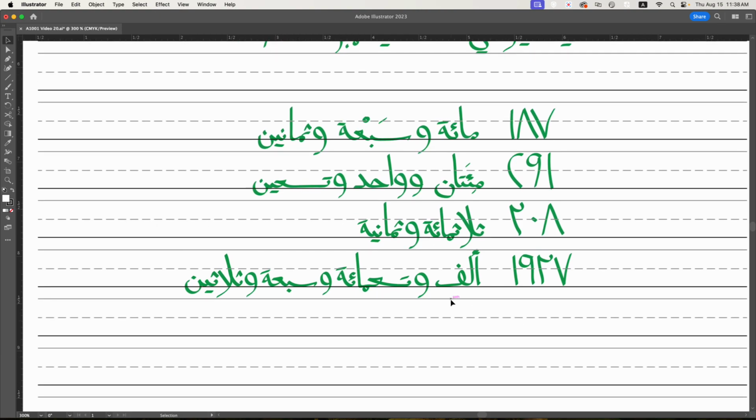She's very old and very nice. So I'm going to say alf, 1,000, wa tis'ami'a, 900, wa sab'a wa thalathin, and 7 and 30 is the way that's going to work. So notice that we write the numbers out from left to right, the way we would think of doing them in English. But we're going to say them kind of backwards.